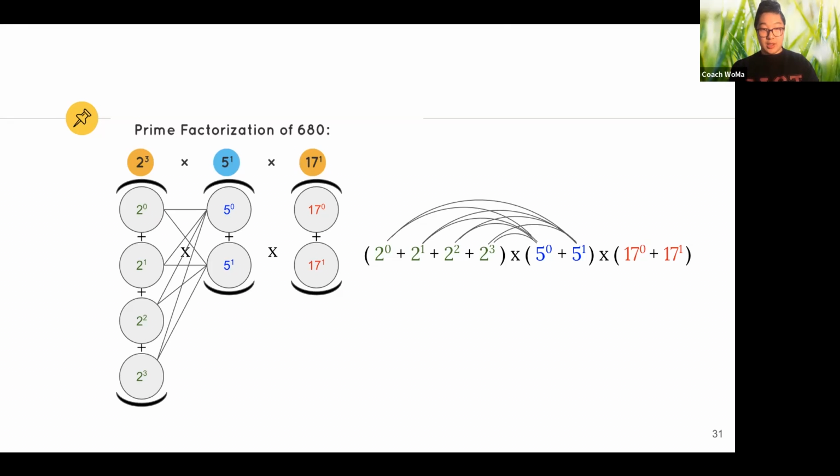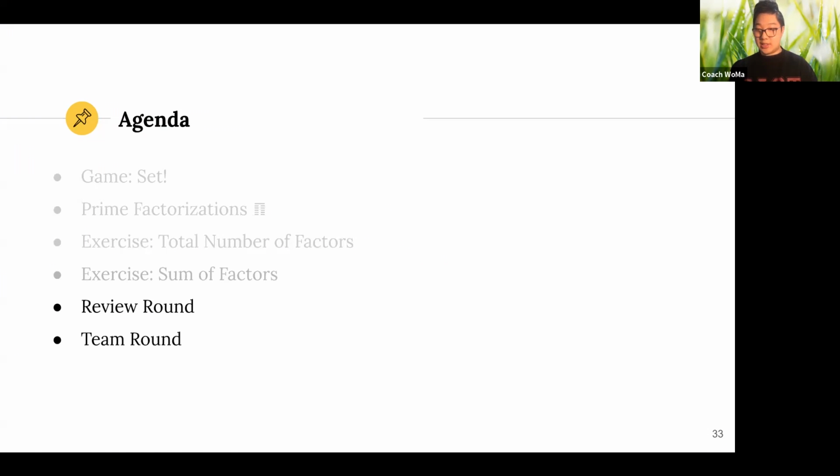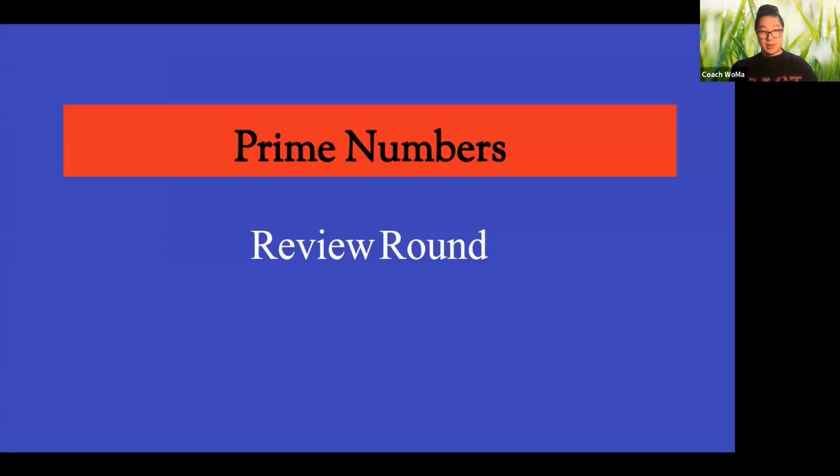So yeah, the general rule is you take all of the exponents for the prime factors all the way up to the highest. So 2 to the 0, 2 to the 1, 2 squared, 2 to the third. Add that all together. Then you do this for each one, and then you multiply all this. So this is one way to do that. This is the general rule. And yeah, so let's continue. Let's go to the review round.